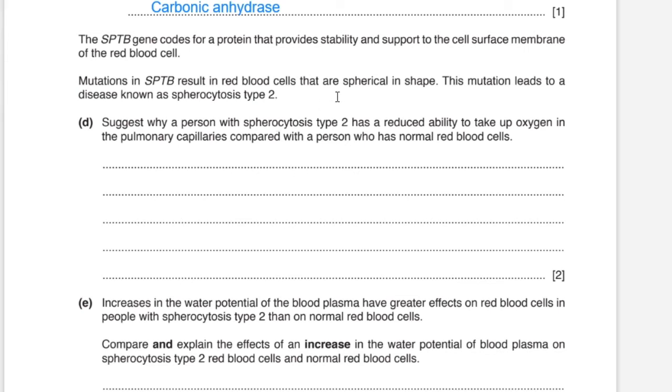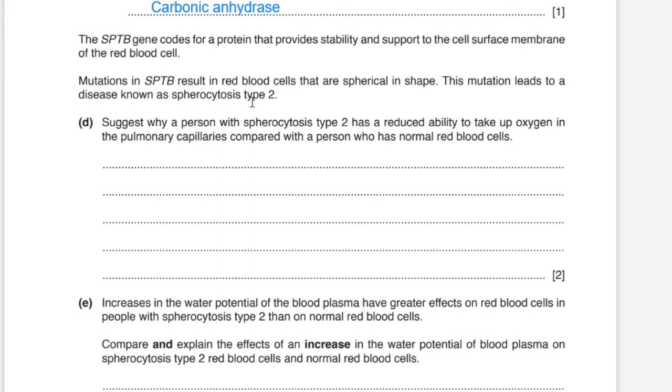One of the key features of a red blood cell is its high surface area to volume ratio. What that does is not only increase the surface area for diffusion of gases like oxygen and carbon dioxide into and out of the cell, it also reduces the distance that these gases have to travel, and particularly oxygen has to travel from the alveoli into the red blood cells to reach the hemoglobin.